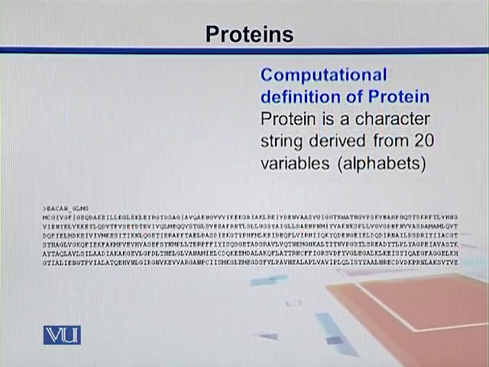Okay guys, so let's see how we can define protein in a computing language. Protein has those variables, the 20 amino acids. So it's basically a character string derived from 20 variables or alphabets, those amino acids, so A, G, C, whatever it is.